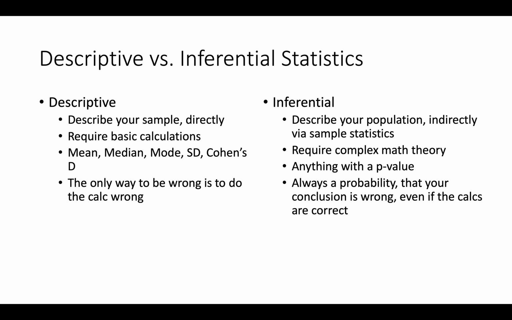In general, these statistics are anything that involves a p-value. So the real conclusion of an inferential statistic is the p-value. That's really how we're inferring about the population from the samples, with the p-value. So that's the foundation of inferential statistics. It's p-values.